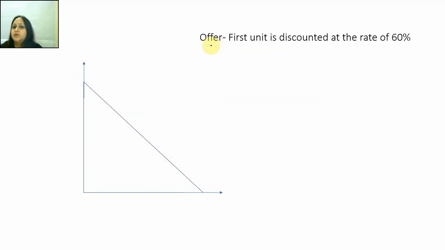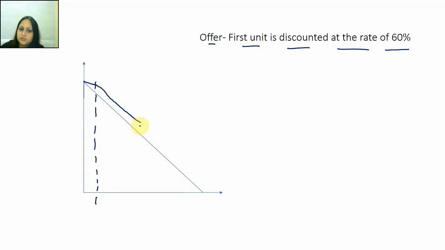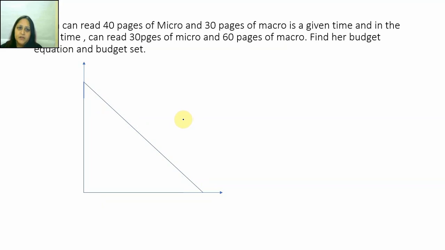The next one, the offer is that the first unit is discounted at the rate of 60%. So when the first unit is discounted, that means that the first unit is not free. For the first unit we have to pay money, but less, so my horizontal line will not appear. The line will come outward because there is affordability, but not as much. After that, this curve is going to be parallel. And that's it. These are the same cases that we did in our last video as well.